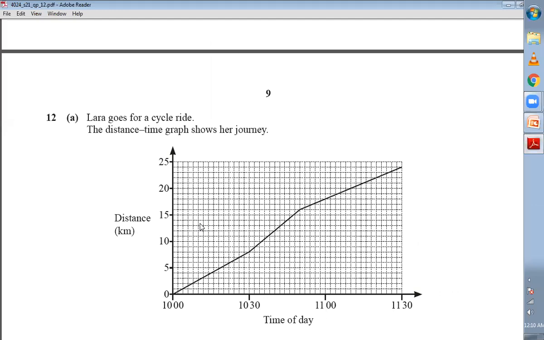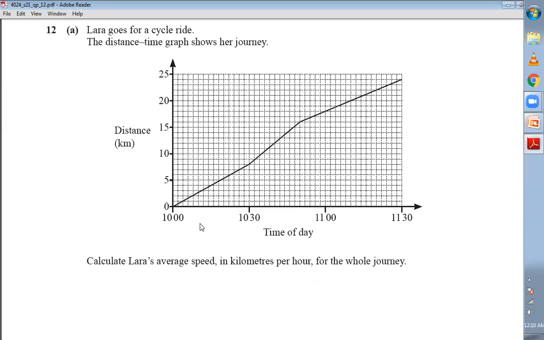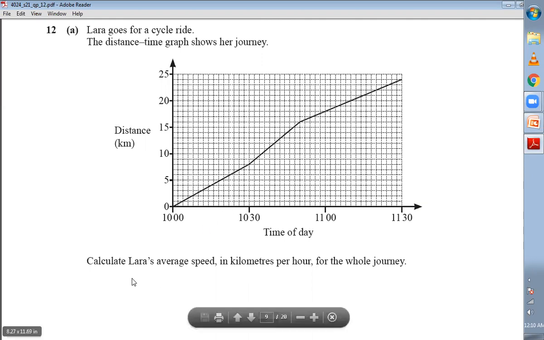Let's get done with this. It was a 4-mark question. It says Lara goes for a cycle ride. The distance-time graph shows her journey. So this is distance here on the y-axis, and this is time here on the x-axis. Calculate Lara's average speed in kilometers per hour for the whole journey.